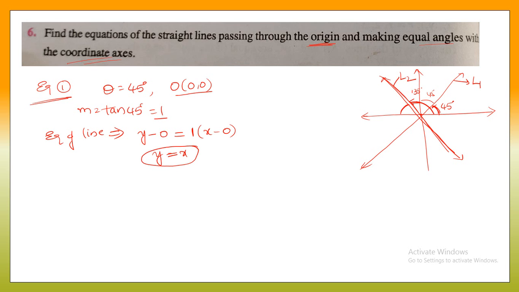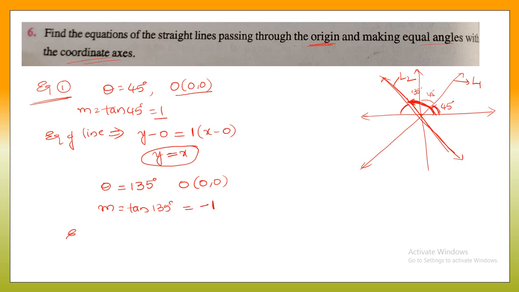The same way the second one is this line. This line is making an inclination of 135 degrees, because this is 90 degrees and this is 45. 90 plus 45 is 135. So the second such angle is 135 degrees. It is also passing through the origin, so it is (0, 0). So the slope is tan of 135 degrees. Remember these values: tan 135 means tan of 90 plus 45, which is minus cot 45, which is minus 1.